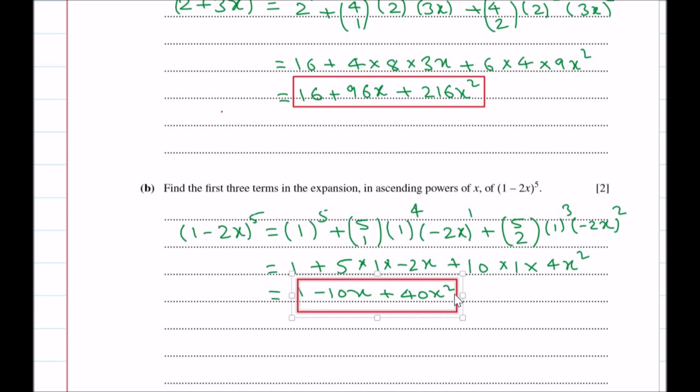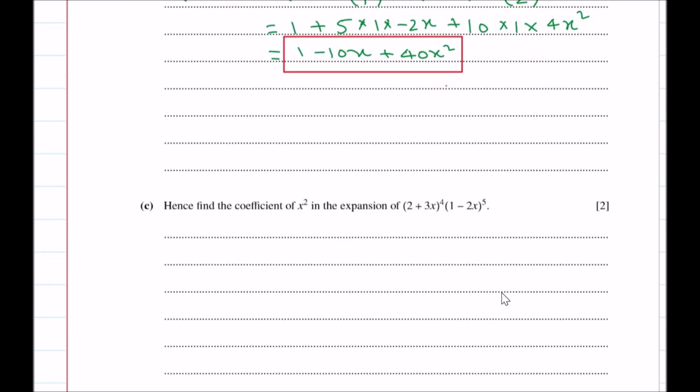Okay. So we got 1 minus 10x plus 40x square. We will take the next question. So let's take.